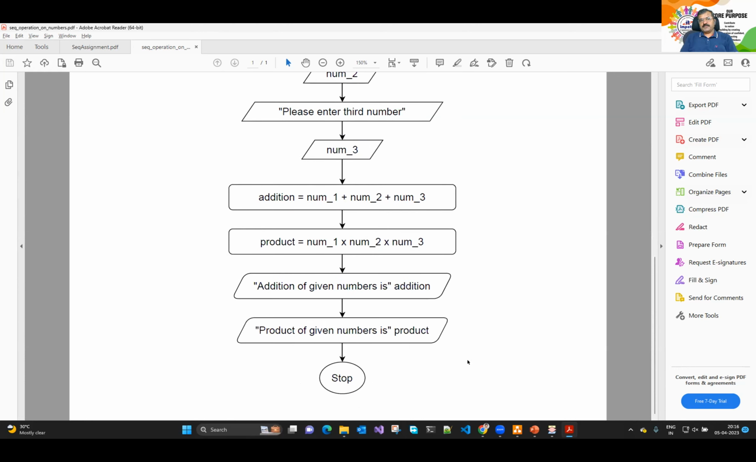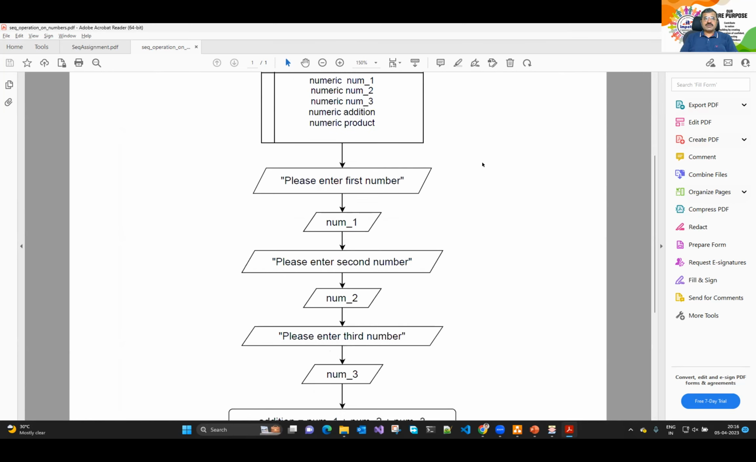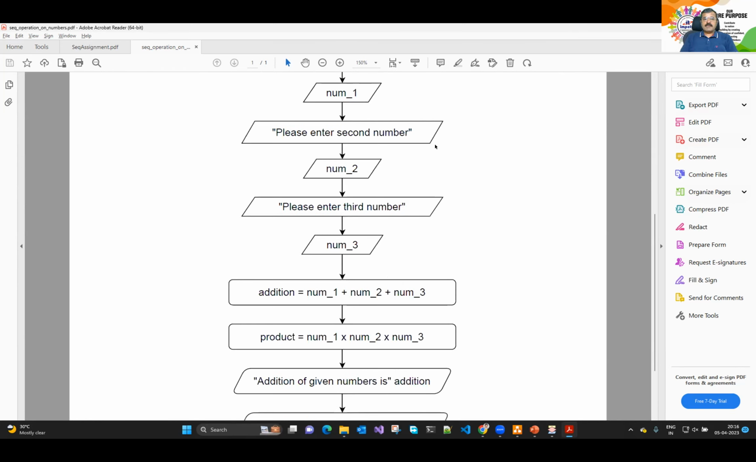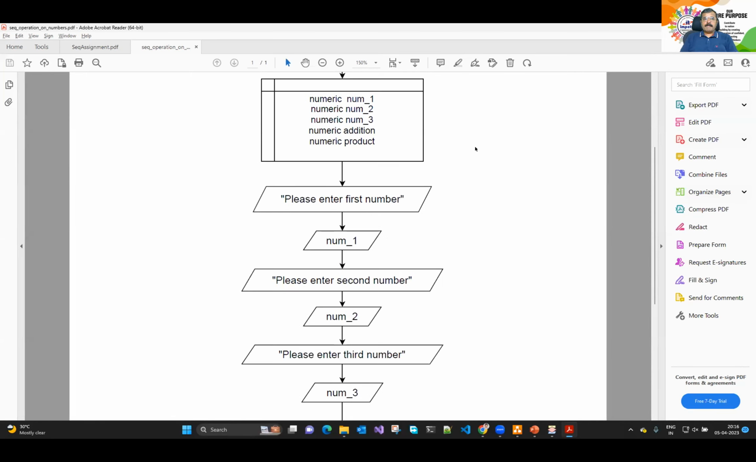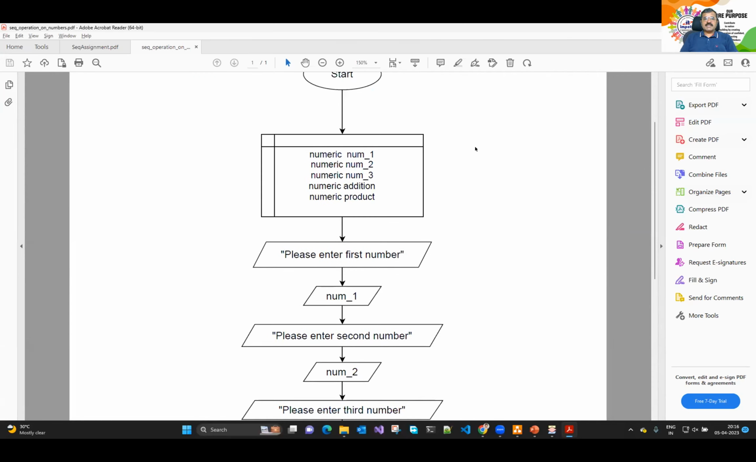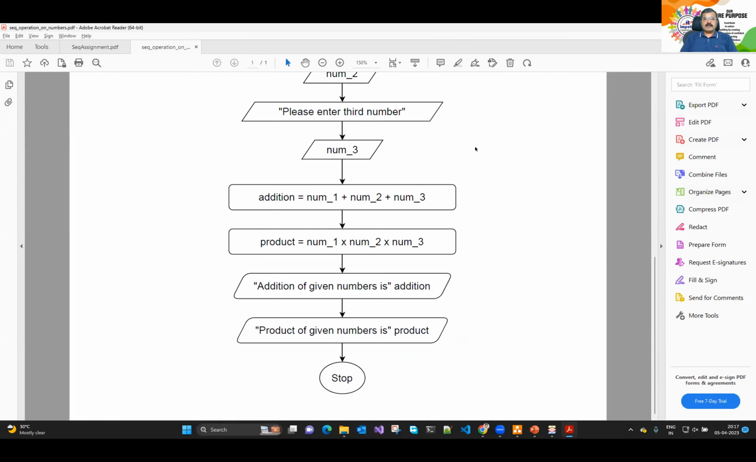Now that she has solved this particular assignment and all of you have seen this, if anybody has any question, please ask. It was the simplest and most straightforward question. Anybody has any question? Viraj, have you understood your mistake? Yes, sir.